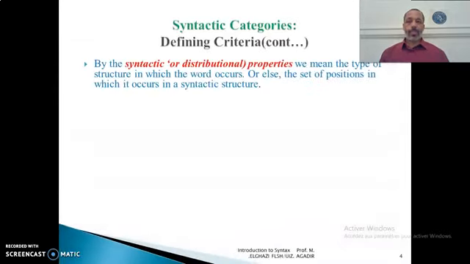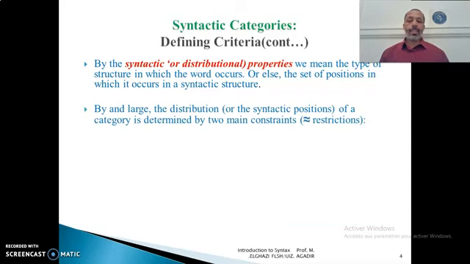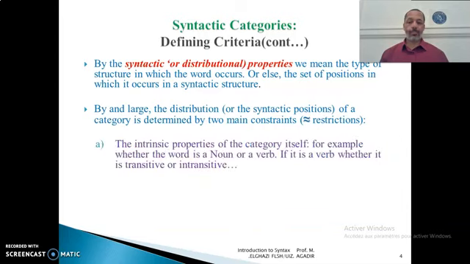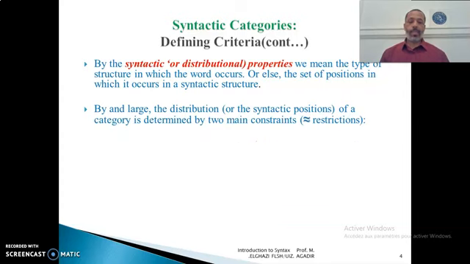Let's elaborate a little bit more on this criterion. The syntactic or distributional properties of words mean the type of structures in which the word occurs, or else the set of positions in which it occurs in a syntactic structure. By and large, the distribution or the syntactic positions of a category is determined by two main constraints.